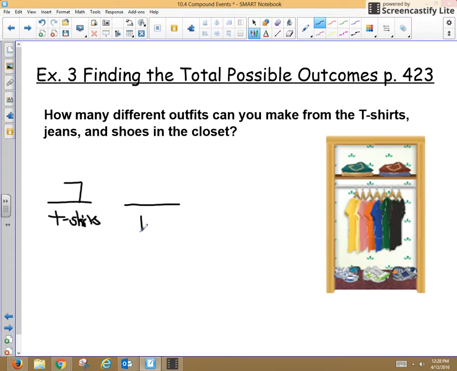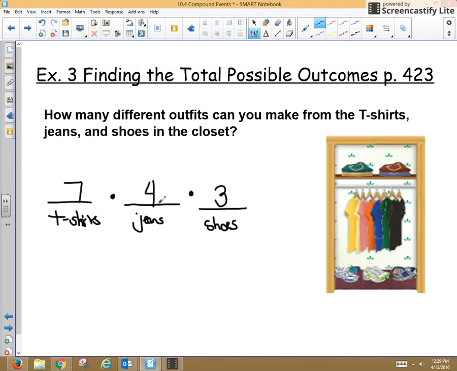The next thing we're going to look at are the jeans. And for the jeans, I see 4 possible outcomes here. And then the last combination is shoes. When I count how many possible outcomes there are, there are 3 different pairs of shoes. The fundamental counting principle says to multiply each of the outcomes together. So we're going to multiply 7 times 4 times 3.